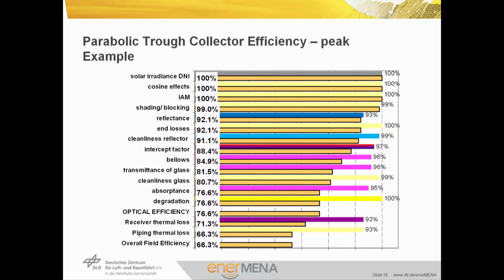Intercept factor is a matter of optimization of the geometry of the overall collector and all the components. Bellows of the absorber, transmittance of the glass, and absorptance of the tube are a matter of high-quality products that are used in this technology and still some optimization potential in the percent range. A relevant factor is the durability of the overall system. This graph shows again no degradation.